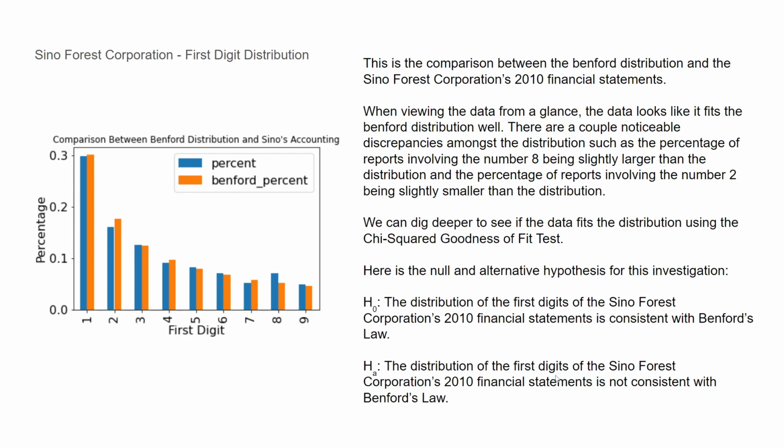We can dig deeper to see if the data fits the distribution using the chi-squared goodness of fit test. But before we continue our investigation, we're going to set our null hypothesis to having the statements consistent with Benford's law, and of course our alternative hypothesis being that the statements will not be consistent with Benford's law.